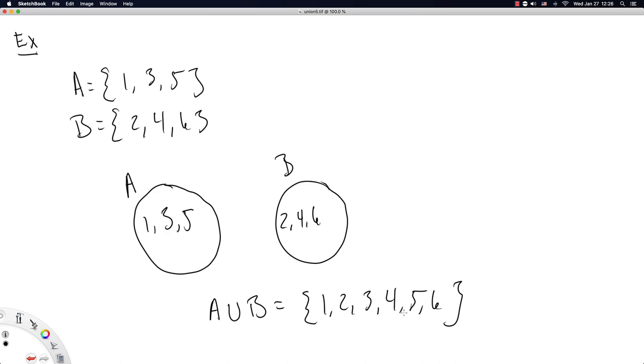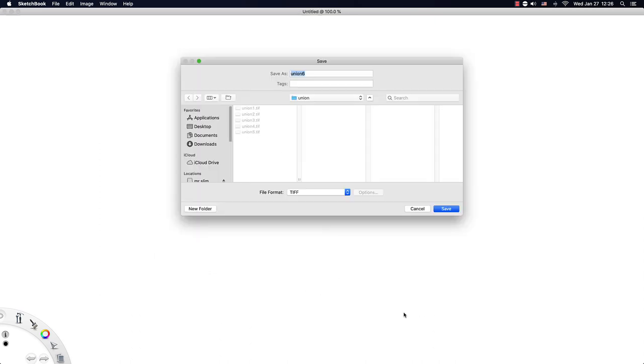Okay, we'll just keep it cruising because that example wasn't too challenging. Give another example.